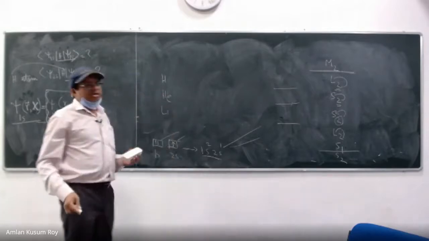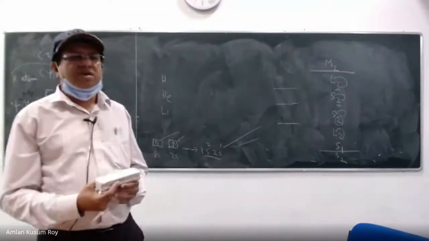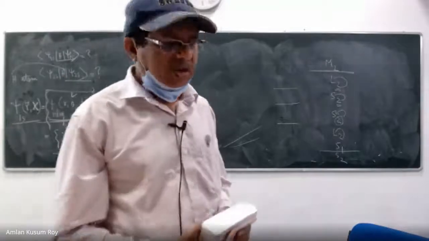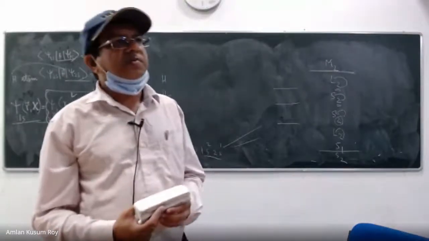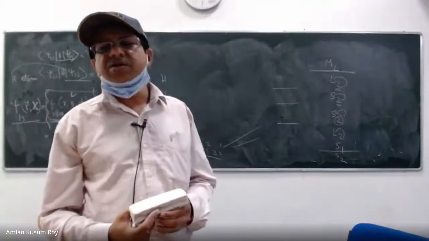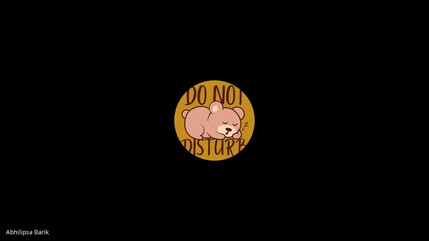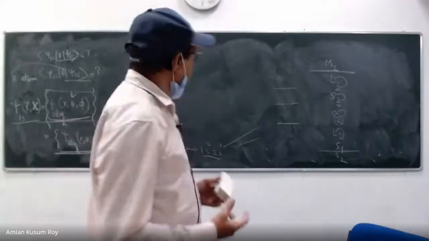This is how the periodic table goes. Okay, let us make it interactive. So with the periodic table, you can write the electronic configuration of an atom. Okay, very good.